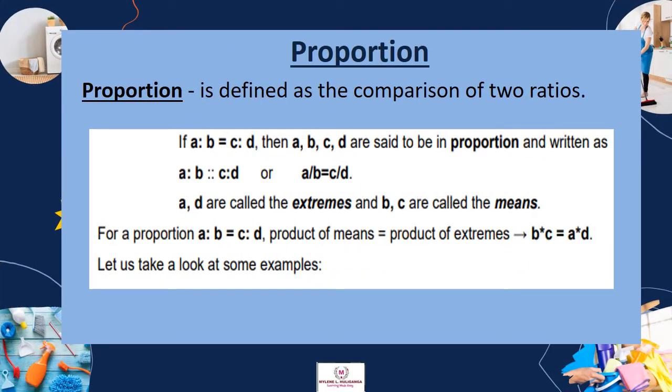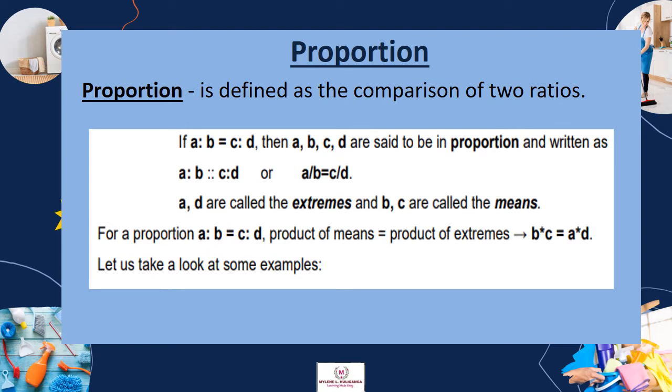Proportion. Proportion is defined as the comparison of two ratios. For example, if A is to B is equal to C is to D, then A, B, C, D are said to be in proportion and written as A:B::C:D, or A/B is equal to C/D. A and D are called extremes, and B and C are called means.